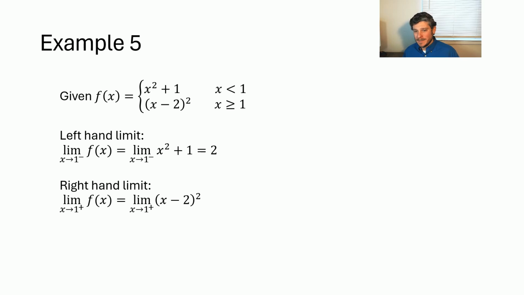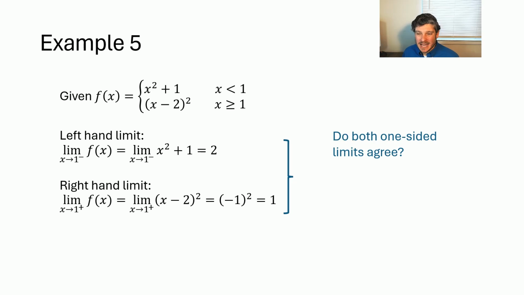So again, I have a polynomial type function. I don't have to expand because I can just plug it in. And if I plug in 1, 1 minus 2 is negative 1. Negative 1 quantity squared is positive 1. So I have my left-hand and my right-hand limit. I ask myself, do both of my one-sided limits agree with one another? No, they do not. 2 is not the same as 1, which means the limit as x approaches 1 of my function does not exist.